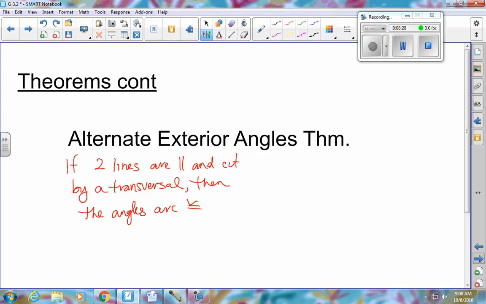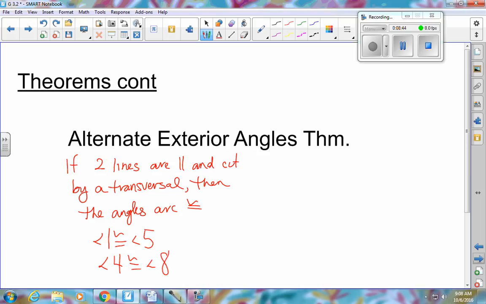So if we look at our picture, an example of alternate exterior angles would be 1 and 5. So we would say angle 1 is congruent to angle 5. And then we would look at 4 and 8. Angle 4 is congruent to angle 8.